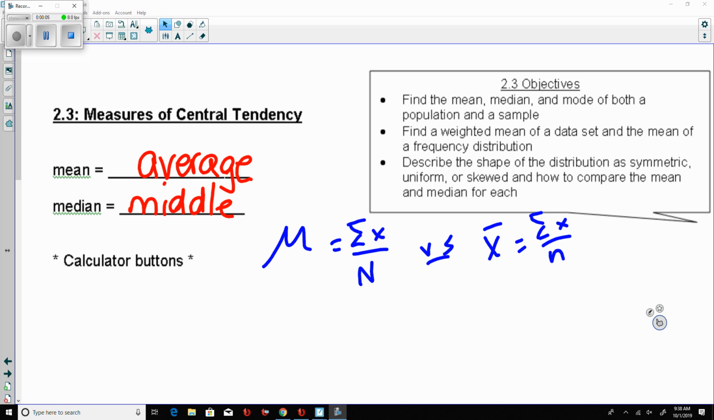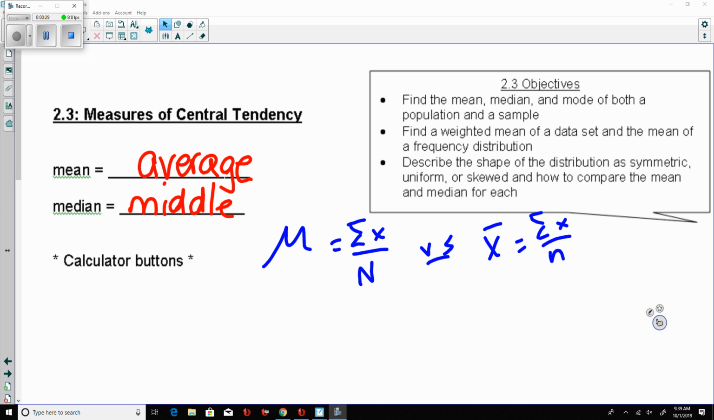Here's your measure of central tendency, which you should have started to take notes on. So the mean, if you put longer definitions because you don't know the definition, put whatever you needed to. But the mean is just your average. And then the median is your middle number. Okay, so these are notes that you should already have completed.